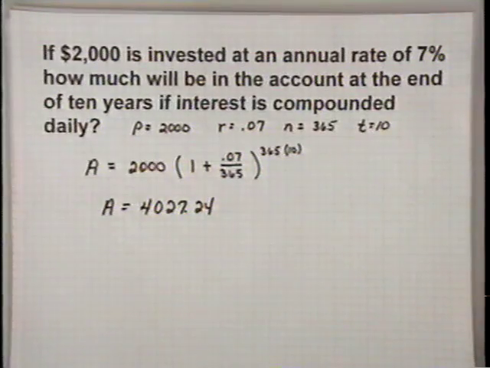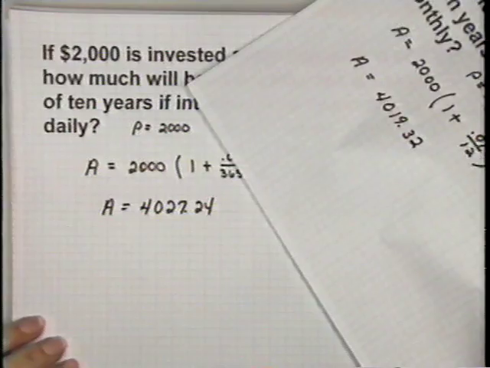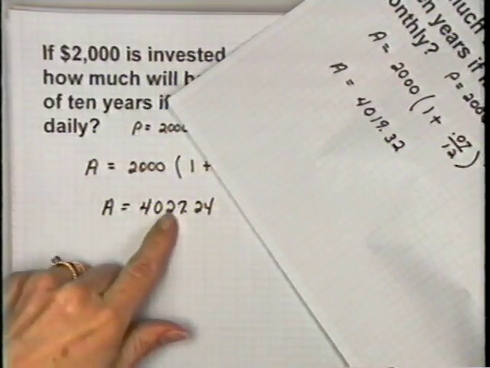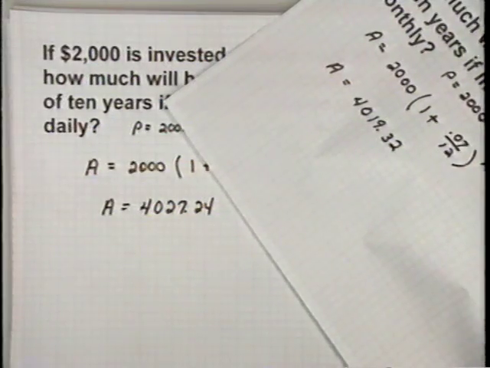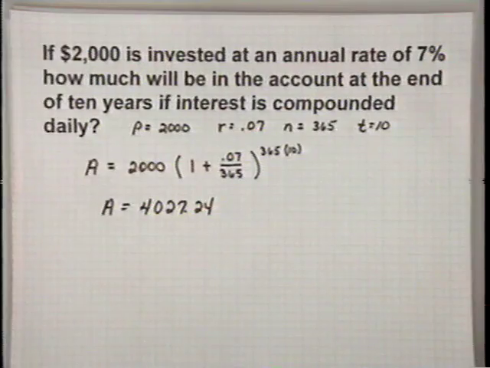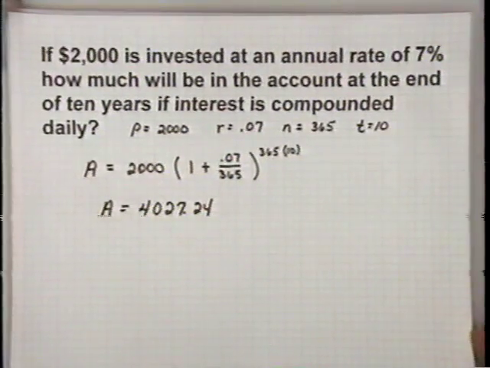Now, a while ago when we did this monthly, let me show you that answer. We had $4,019.32. So notice we did get a little bit extra interest here by having our interest compounded daily instead of monthly.